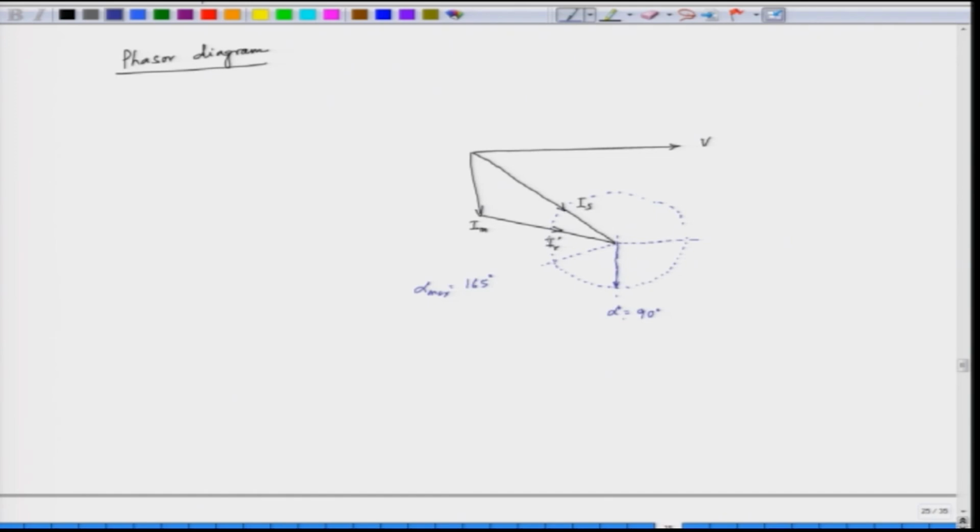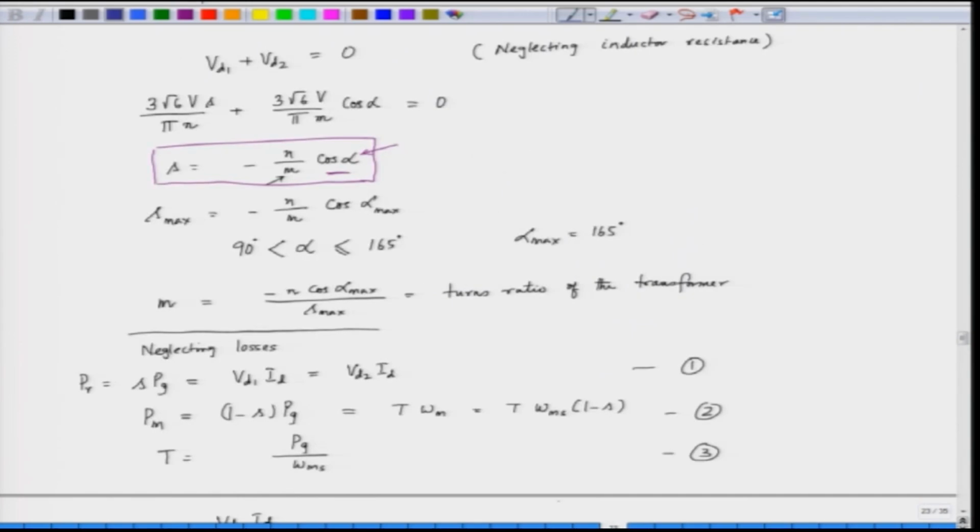If alpha is 90, what is the slip? Now, if we see this equation, if alpha is 90 degree, what is the slip here? Slip is minus n by m into cos 90 degree, that is equal to 0. It means, when we exactly put alpha equal to 90, the converter is not recovering any power. So, the slip equal to 0, it means the rotor is rotating at synchronous speed.